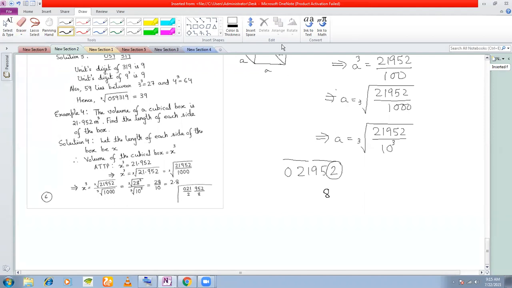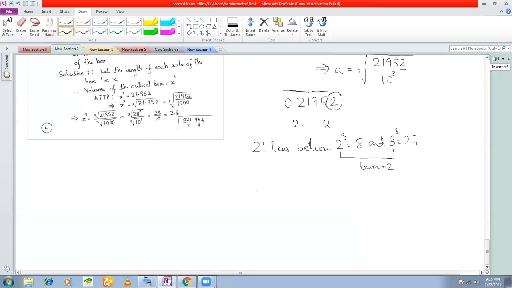Okay. Next, we look at the next group. 21. 21 lies between which two perfect cubes? 2 and 3. 21 lies between 2 cube is equal to 8 and 3 cube is equal to 27. Among 2 and 3, which is the lower one? 2 cube is lower. So 2. So we'll write here 2. So therefore, 21952 must be equal to 28 cube, right?